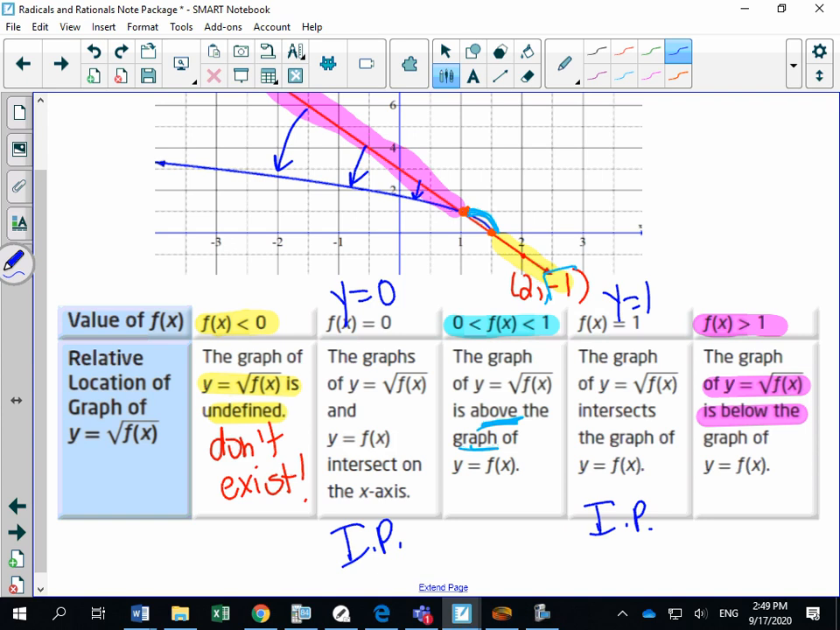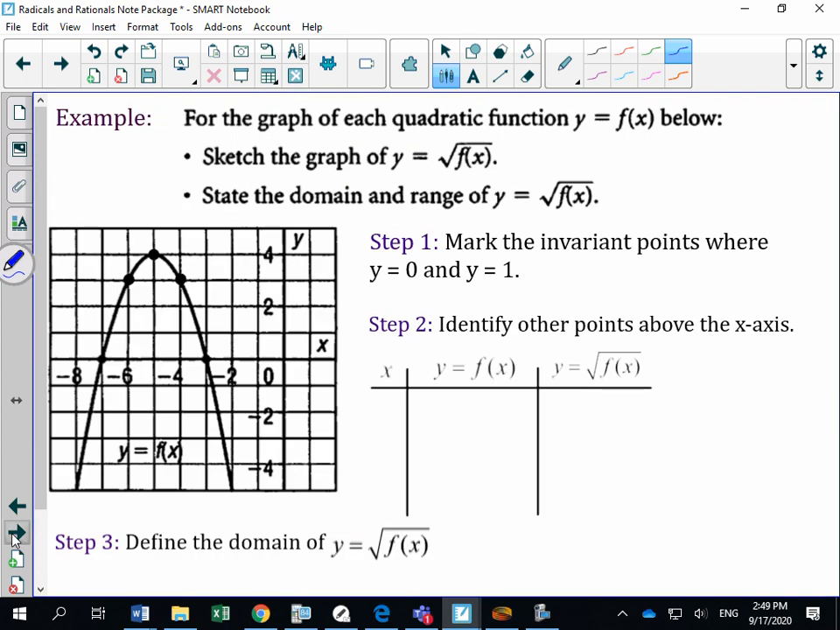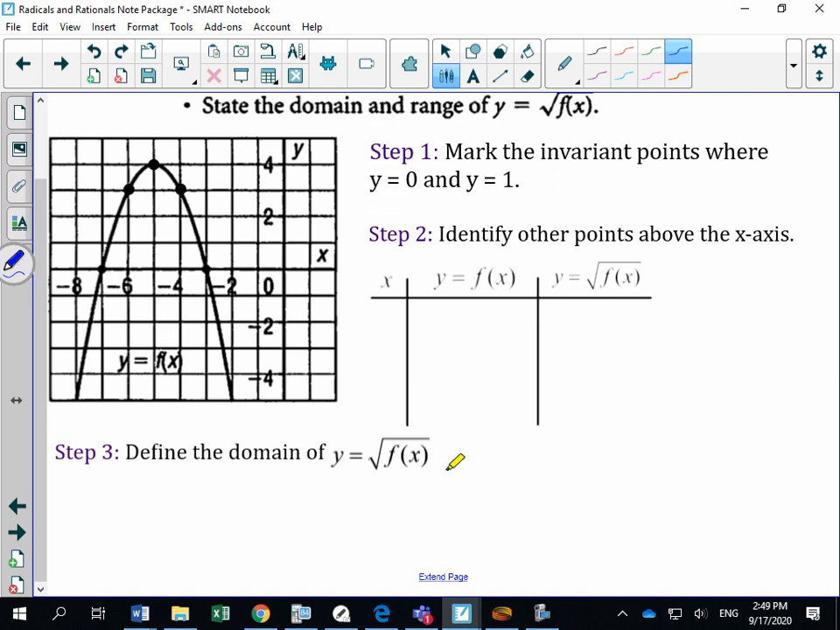Okay, we are continuing on. And now what we're going to do is we are going to graph quadratics. So we just graphed a linear, and from the linear we graphed its radical. Now we're going to take an original quadratic and graph the radical. Okay, in order to do this, let's figure out the domain first.